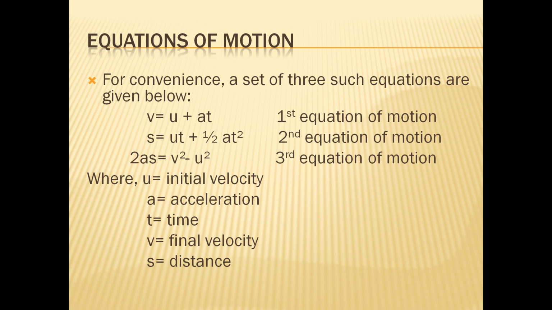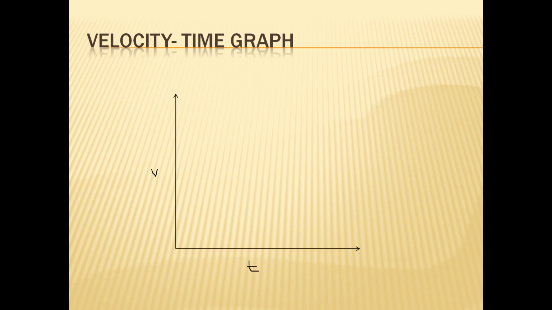Now how did we get these equations? From where did we derive them? For that, we have taken the help of graph. We have discussed two types of graph, distance time graph and velocity time graph. We will take the help of the velocity time graph to derive these equations, because it relates all the physical quantities that are given in these equations.